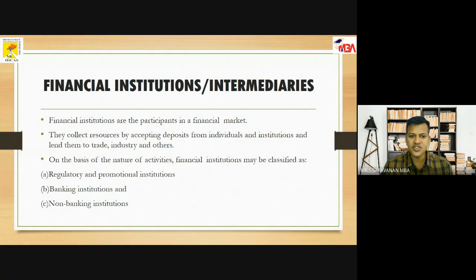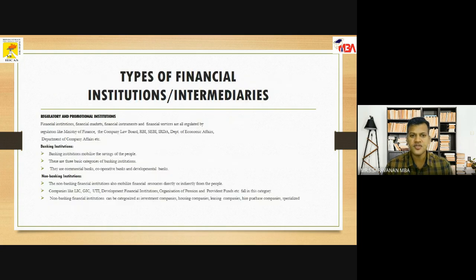What are financial institutions? Financial institutions are participants in a financial market. They collect resources, that is money, by accepting deposits from individuals and institutions and lending them to trade, industry and others. On the basis of the nature of activity, financial institutions may be classified as regulatory and promotional institutions, banking institutions and non-banking institutions.